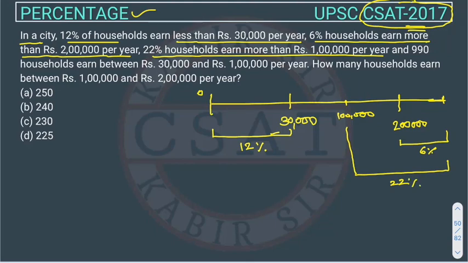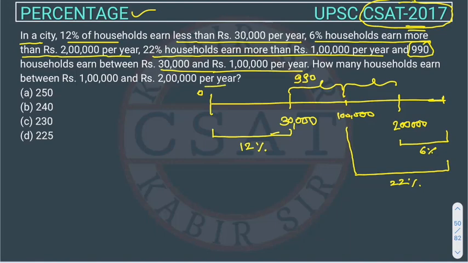And 990 households earn between this amount. This is given, how much? 990. All this is in percentage, this is a number, right? So 990 households earn between 30,000 and 1 lakh per year. How many households earn between 1 lakh and 2 lakh per year? So we have to find out this figure.